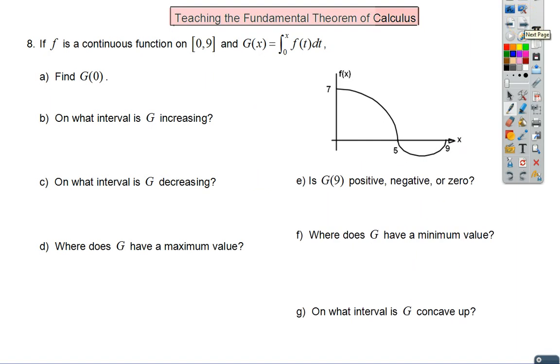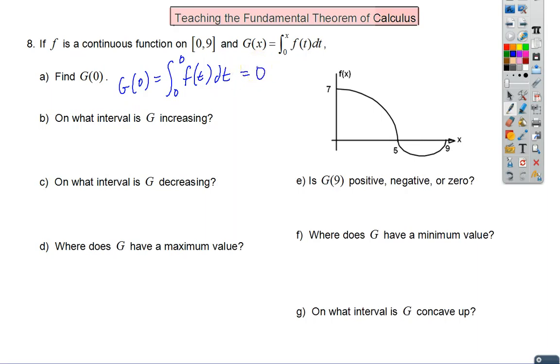Alright, this one we're going to have to spend a little bit of time with. If f is a continuous function from 0 to 9, and capital G of x is equal to the integral from 0 to x of f of t dt, find G of 0. So I'm going to plug in 0. G of 0 is equal to the integral from 0 to 0 of f of t dt. Well, what's an integral from a number to the same number? 0.